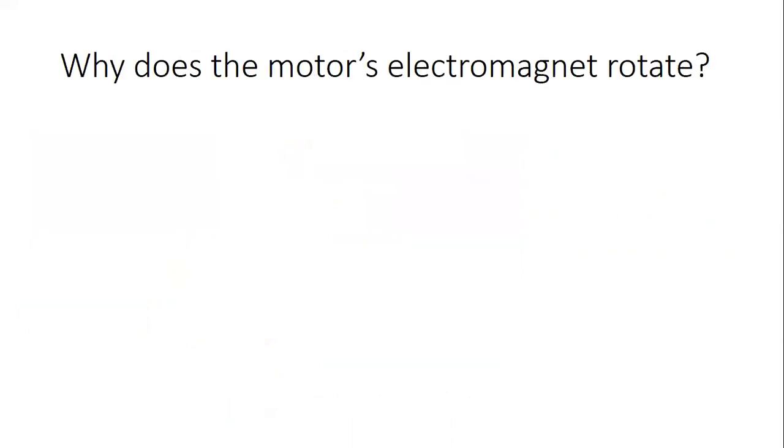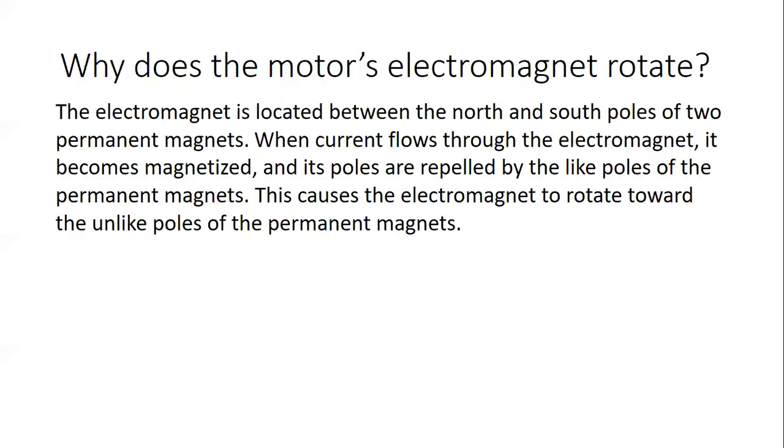Why does the motor's electromagnet rotate? Think about it for a moment. What would cause the motor's electromagnet to rotate? Well, the electromagnet is located between the north and south poles of two permanent magnets. When the current flows through the electromagnet, it becomes magnetized, and its poles are repelled by the like poles of the permanent magnets. This causes the electromagnet to rotate toward the unlike poles of the permanent magnets.